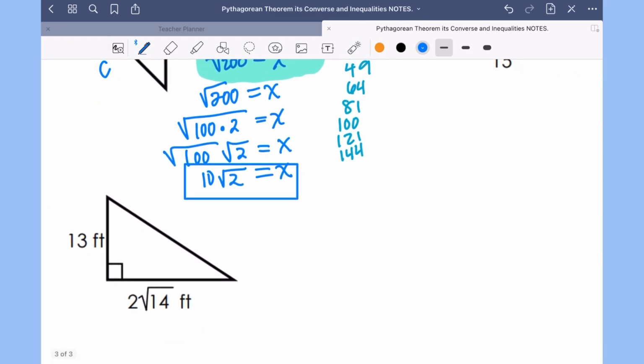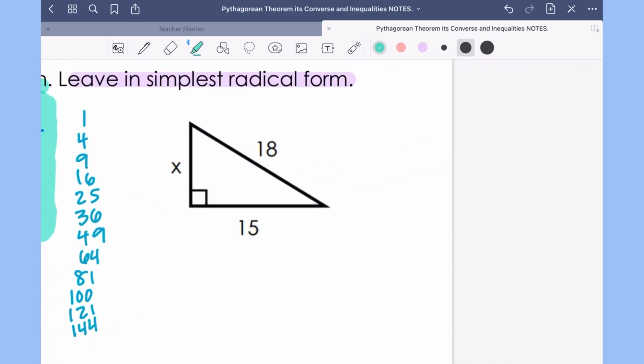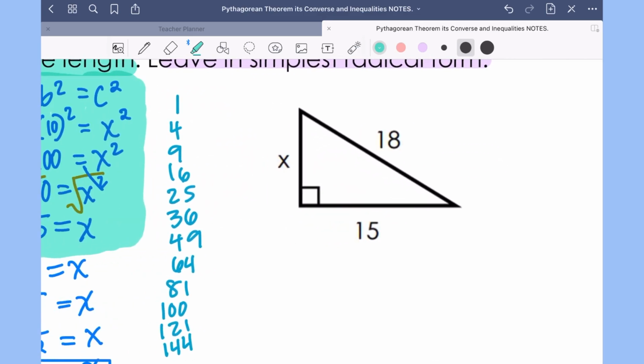We're not going to do this one. Let's do this one. Actually, you're doing this one. So, set up your equation. And try it out, okay? Press pause and try to do this one on your own. And then come back and check your work, okay?